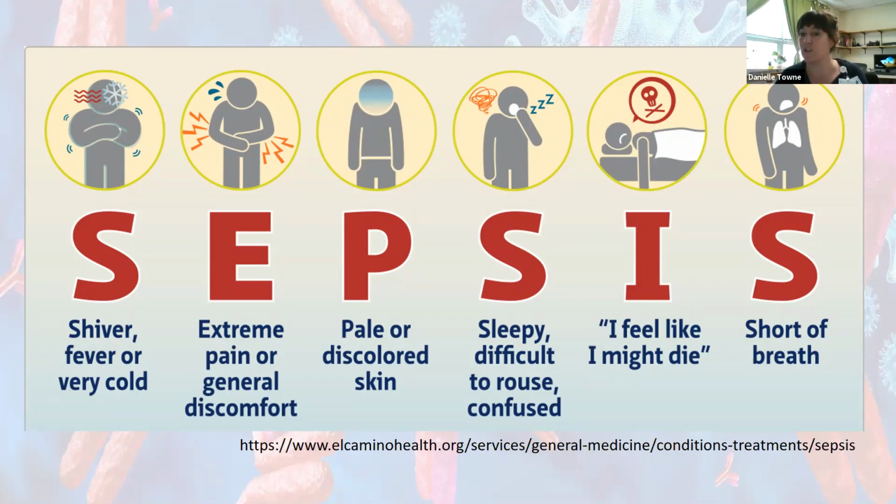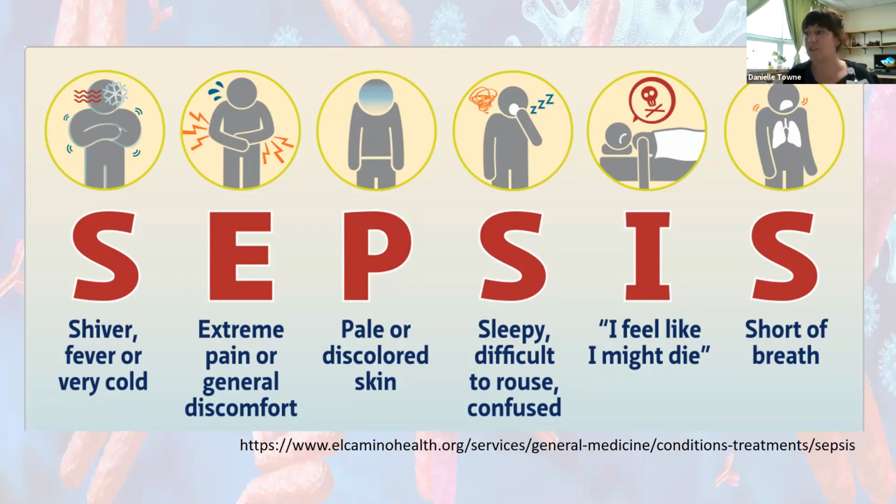But this picture gives you a little bit of symptoms that various patients can have if they have sepsis. Now, you can see here, looking at this slide, so shiver, fever, very cold, extreme pain or general discomfort, pale, discolored skin, difficult to arouse, I feel like I might die, short of breath. These are all somewhat vague symptoms that we can actually see in a lot of other diagnoses, not just sepsis. So that's why sepsis is so challenging to see. And some of these things we actually need patients to be able to tell us. And like we used in the example before from the woman with the nursing home, they can't.